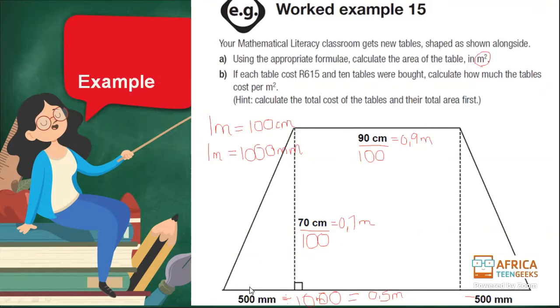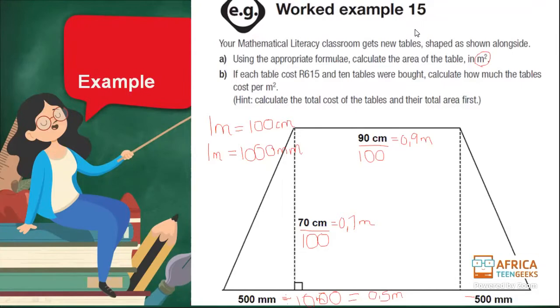They both have a base of 500 millimeters, which is 0.5, and they both have a height of 0.7 meters. Now, next step, I need you guys to calculate the area of the rectangle, right? Calculate the area of the rectangle only, just the rectangle for now. What is the area of the rectangle?